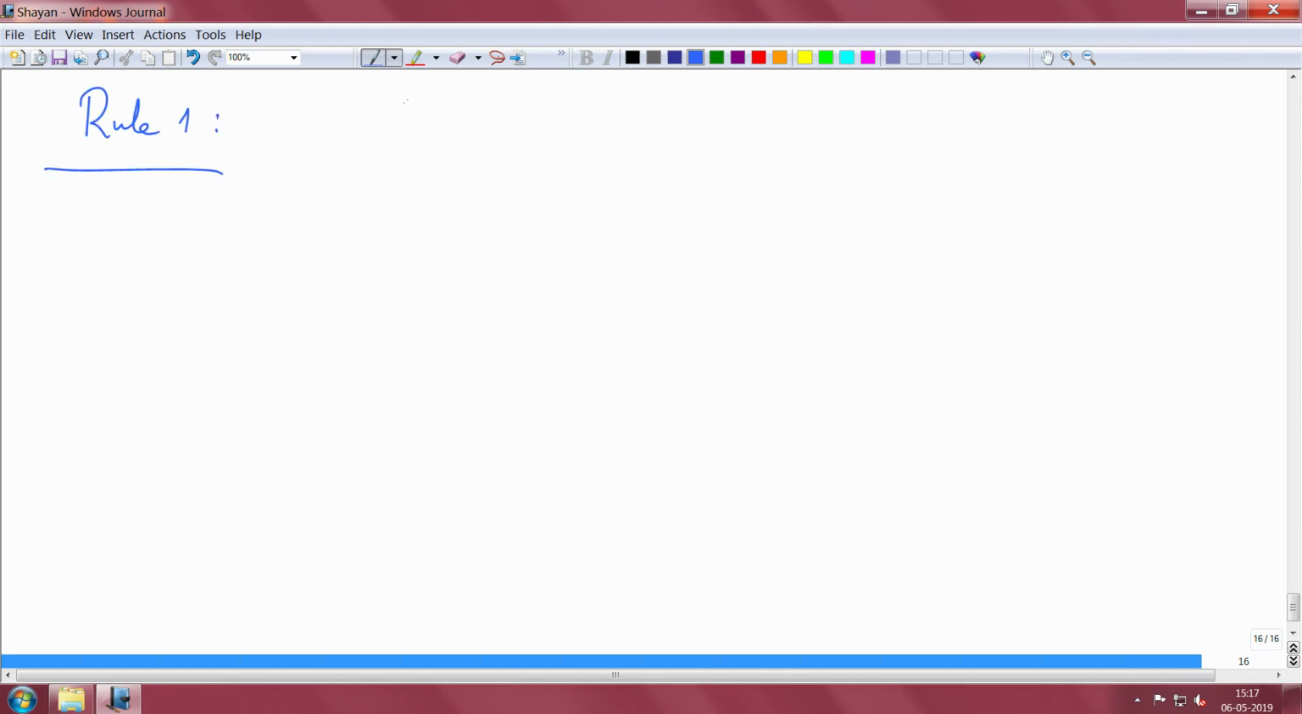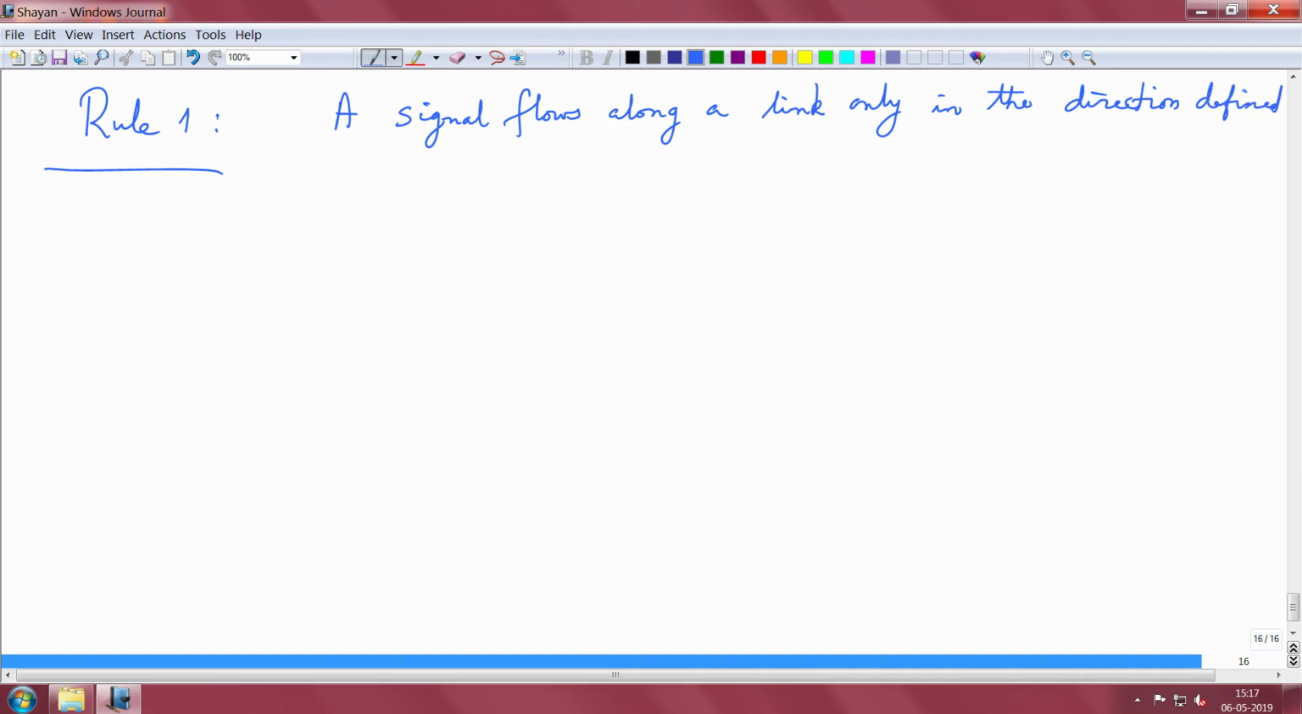Rule 1: a signal flows along a link only in the direction defined by the arrow on the link. So, we have synaptic links and we have activation links. Let us describe them carefully.